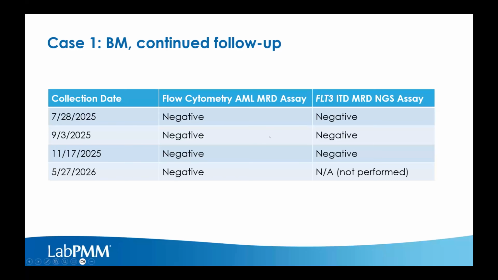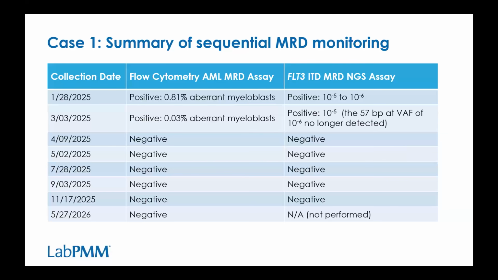So we're showing excellent concordance between these two tests. And this is the summary of this patient's sequential MRD monitoring. You can see, just like we first saw, the blood was about 0.81% by flow cytometry, and FLT3 ITD NGS was positive at the level of 10 to the minus 5 to 10 to the minus 6. And we were able to track the blasts decreasing to eventually negative and maintaining negative after that.